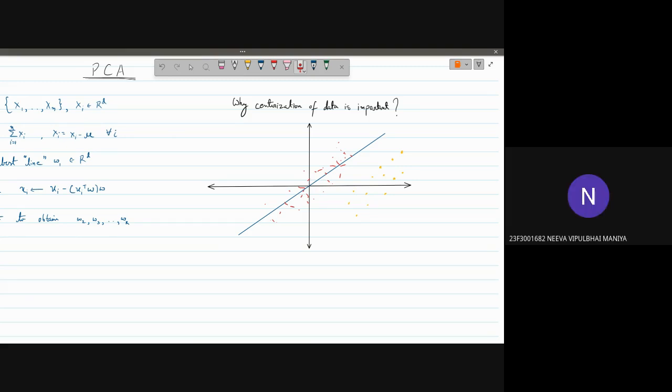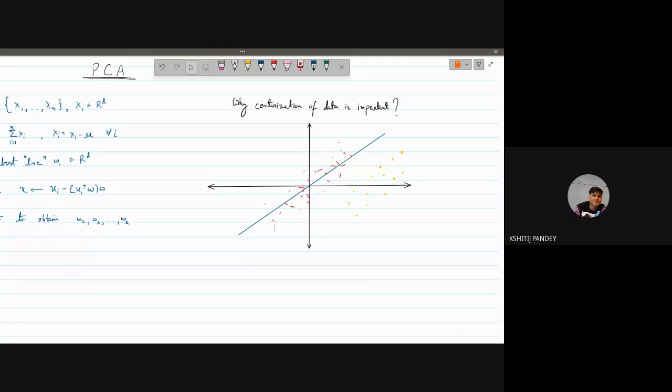Okay. So can we get the data back by adding the mean to all the points near the origin? Yes, you will get the data back. That's why centering is important.